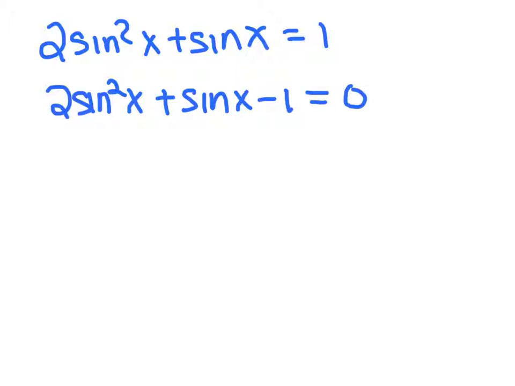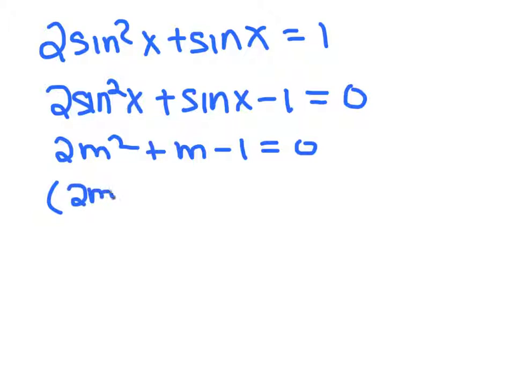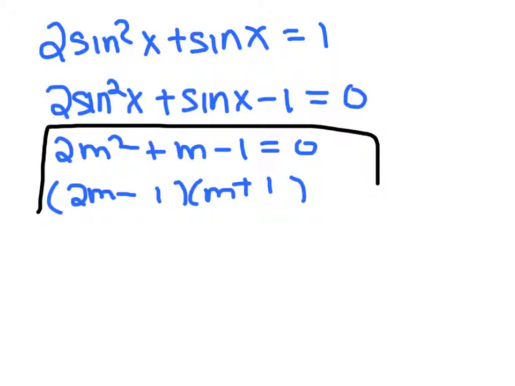Now for some students, it helps them to think of this as 2m squared plus m minus 1 equals 0, to think about what it would look like factored if it didn't have all those trig functions in it. Like this would be, it has to multiply to a negative 1, so 1 and 1, and the 2 has to be positive, so outside's positive, inside's negative. So this might be an intermediary step if you have trouble seeing things with sines and cosines.